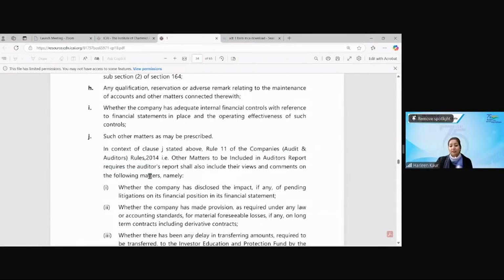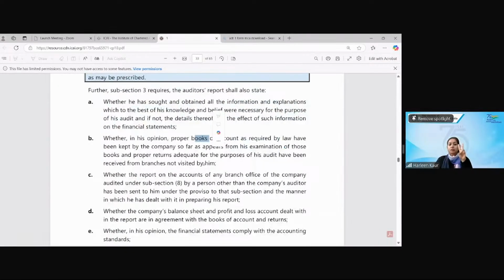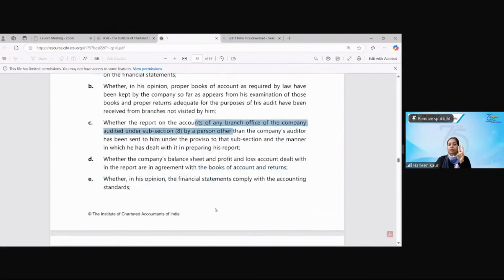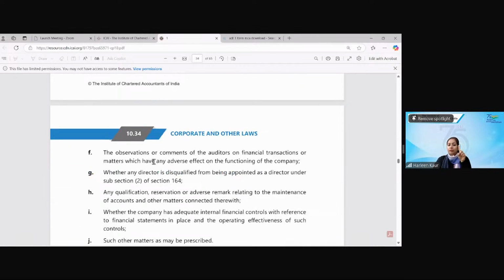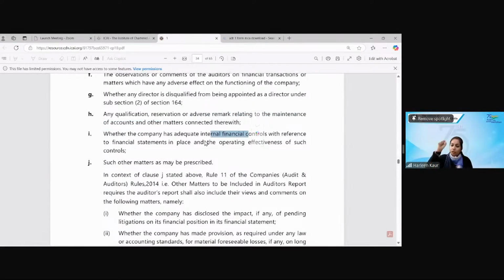Give it a fair reading. You cannot learn each and every line, but when I make it like this in my notes, on exam day you only need the highlighted points: information and explanation, books of accounts, branch office audit, P&L and balance sheet, accounting standards followed or not, the adverse effect point, director disqualified, adverse remarks on maintenance of accounts, internal financial control. With internal financial control, write down two exceptions: OPC and small company, and private company having turnover less than 50 crores and or borrowings less than 25 crores. Is that clear? Now let's move to any other matters.